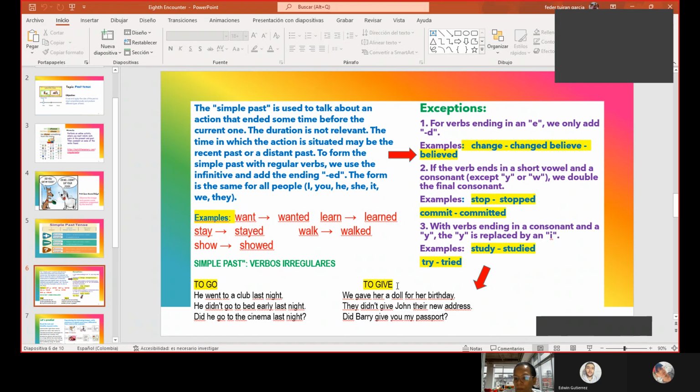With the verb to give: We gave her a doll for her birthday. They didn't give John their new address. Did Barry give you my passport?